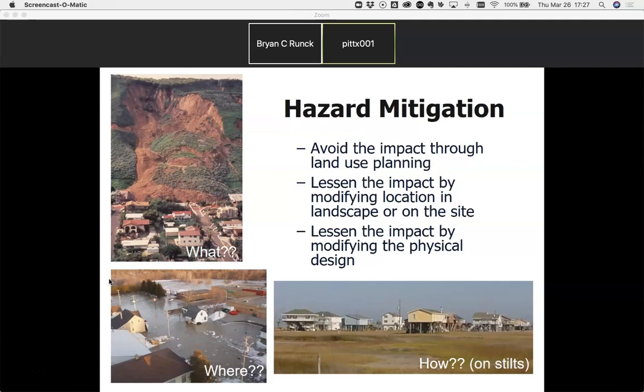So on the one hand, we have kind of broader scale planning as a way of figuring out where best to locate things relative to minimizing risks to hazards. And on the other hand, we have quite detailed site and structural design consequences to think about as we implement the development plans in the landscape.